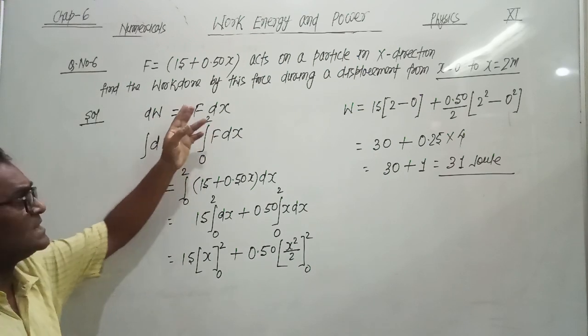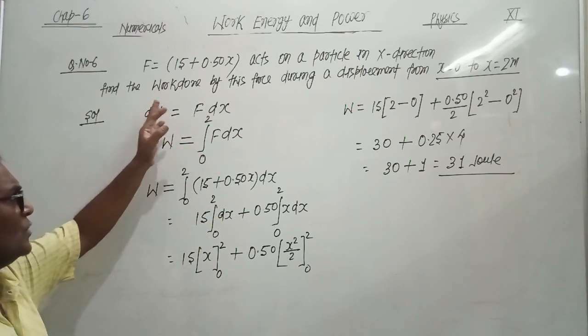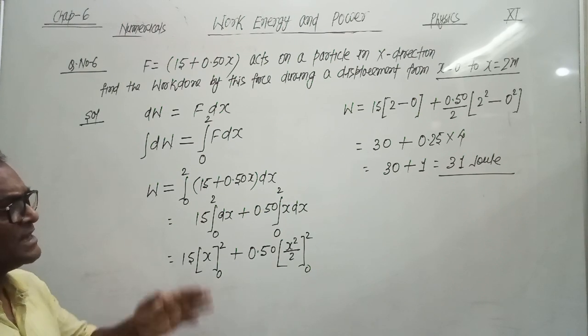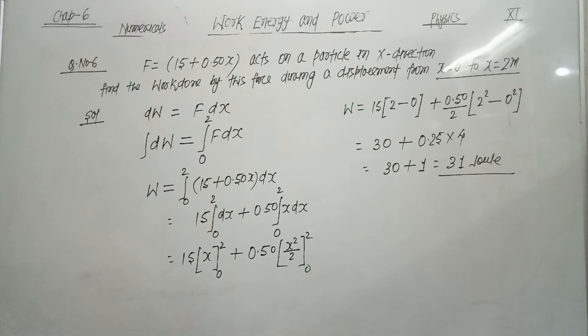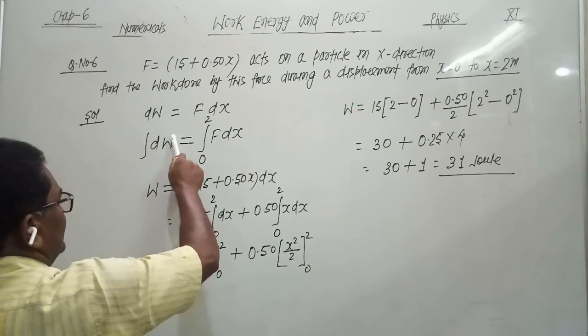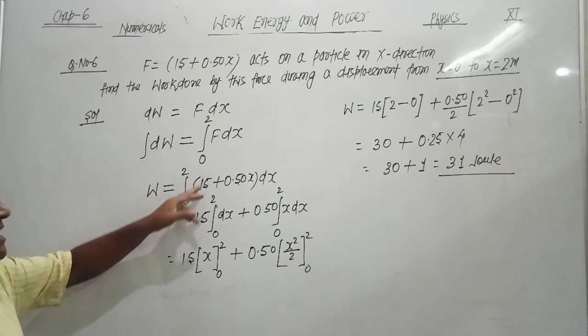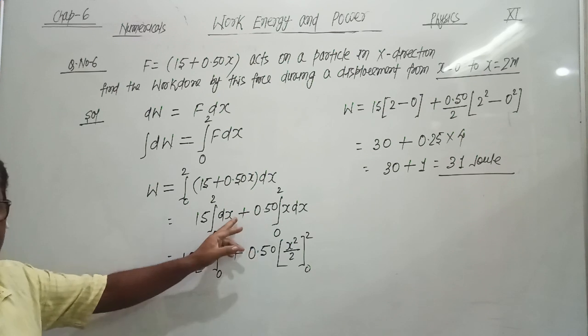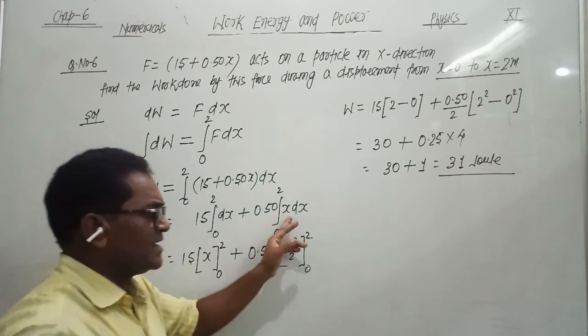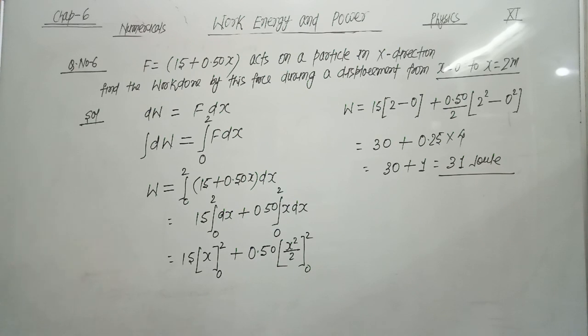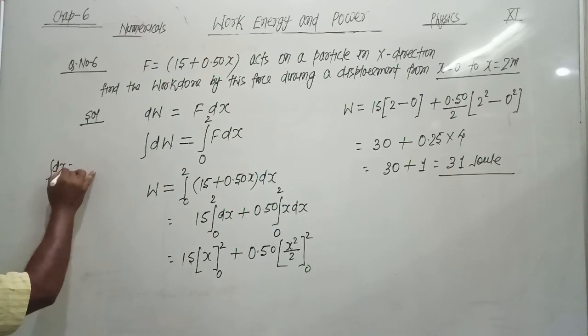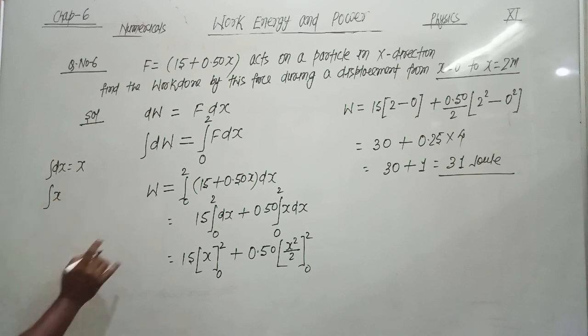So in this question we were given the force and we had to calculate the work done during the displacement from x equals 0 to x equals 2 meters. So we used the formula: a small amount of work done dW is given by F into dx. Then for finding the total, we integrated both sides. Integration of dW is W, and the integration limit 0 to 2 of F dx. Then we separated the terms. There is a formula: integration of dx equals x, and integration of x dx.